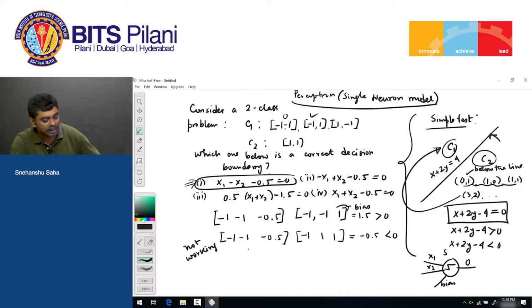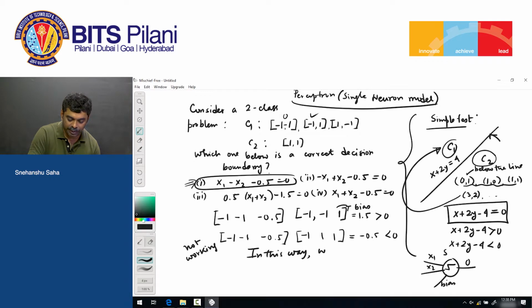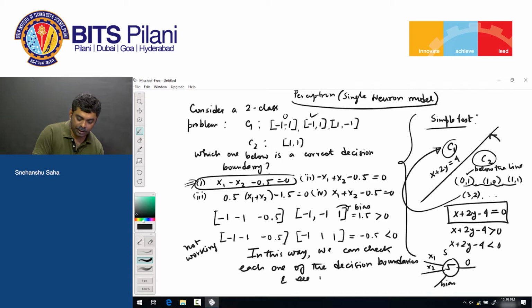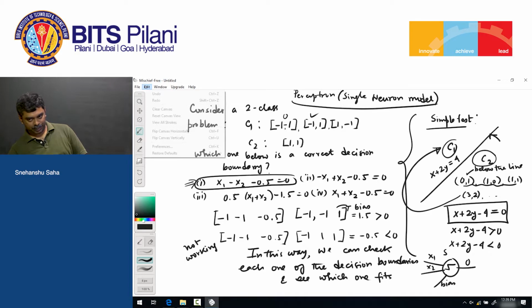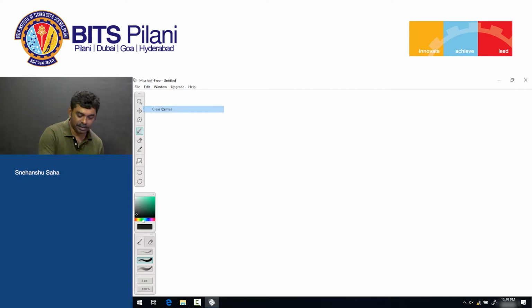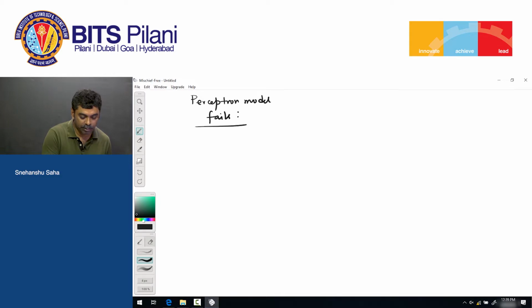I don't think this is a good decision boundary, right? So in this way, what we can do is check each one of the decision boundaries, to see which one fits. Okay, so this is how a perceptron model works. The next thing that we would like to see is where the perceptron model fails. And this is that famous XOR problem.